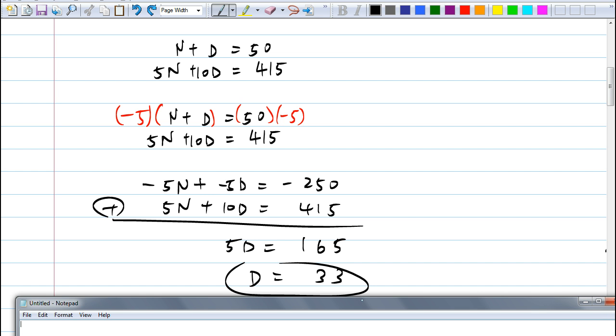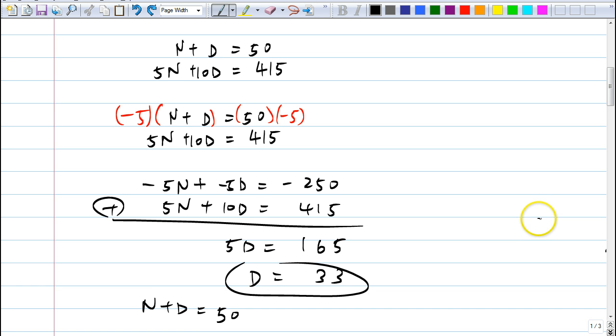It asks how many dimes. So we're done, right? He has how many dimes? 33. What if they ask for how many nickels also? Yeah, you plug it in. Which equation is easier? Substitution. N plus D, yeah, N plus D equals 50.